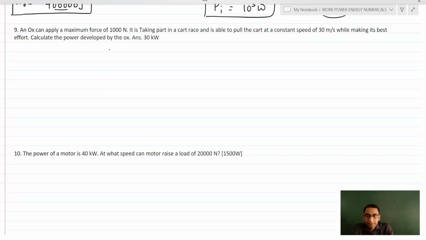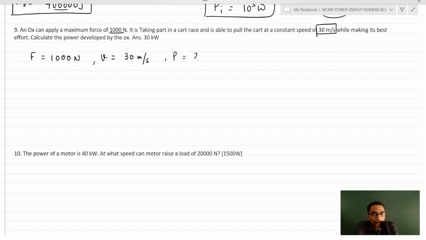An ox can apply a force of this. So the force is given to you as 1000 Newton, and it is able to pull the cart with a constant speed. So the speed is 30 meters per second. We are supposed to find the power. Now, I am sincerely requesting you at this moment, I find this problem to be a bit wrong. Why?